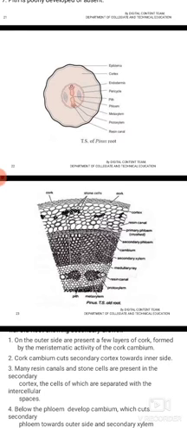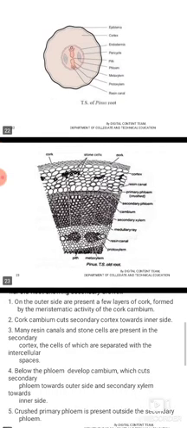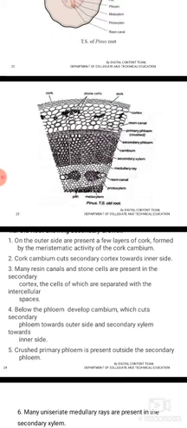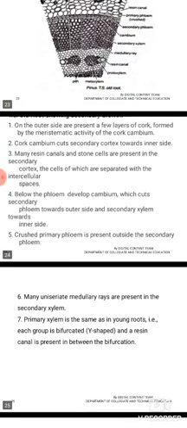spaces. Below the phloem develops cambium, which cuts off secondary phloem towards outside and secondary xylem towards inside. Crushed primary phloem is present outside the secondary phloem. Many uniseriate medullary rays are present in the secondary xylem. The primary xylem is similar to the young root, that is, each group is bifurcated, that is Y-shaped, and a resin canal is present in between the bifurcation.